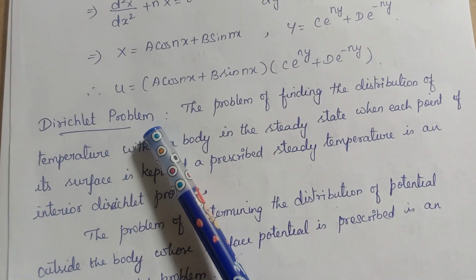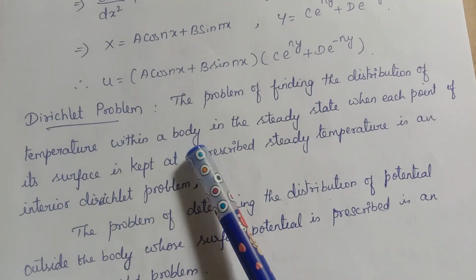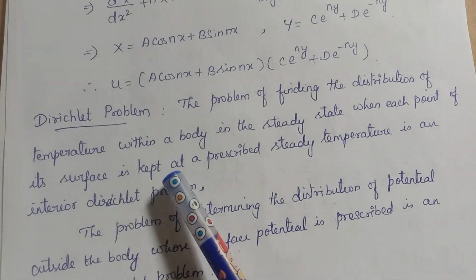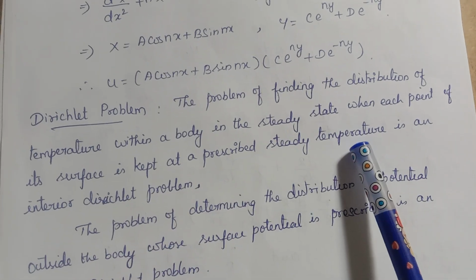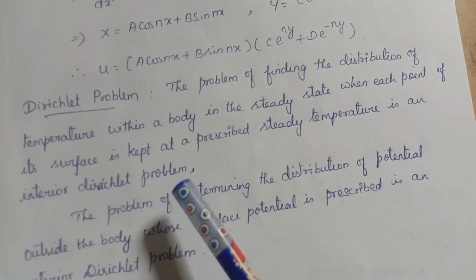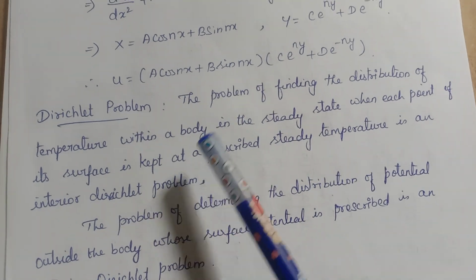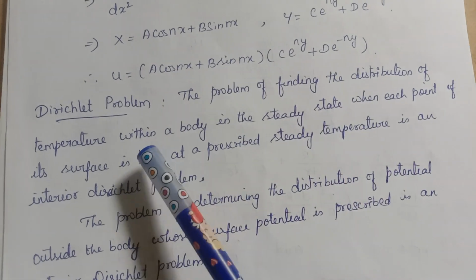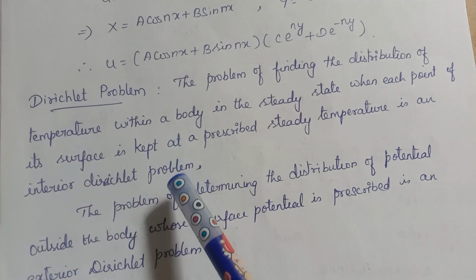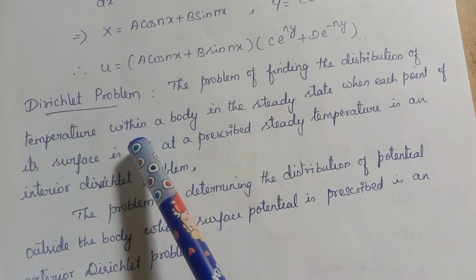See, the Dirichlet problem is nothing but the problem of finding the distribution of temperature within a body in the steady state, when each point of its surface is kept at prescribed steady temperature, which is an interior Dirichlet problem. So there are two types of Dirichlet problem. One is interior, another one is exterior. In both the problems, we are finding the distribution of temperature.